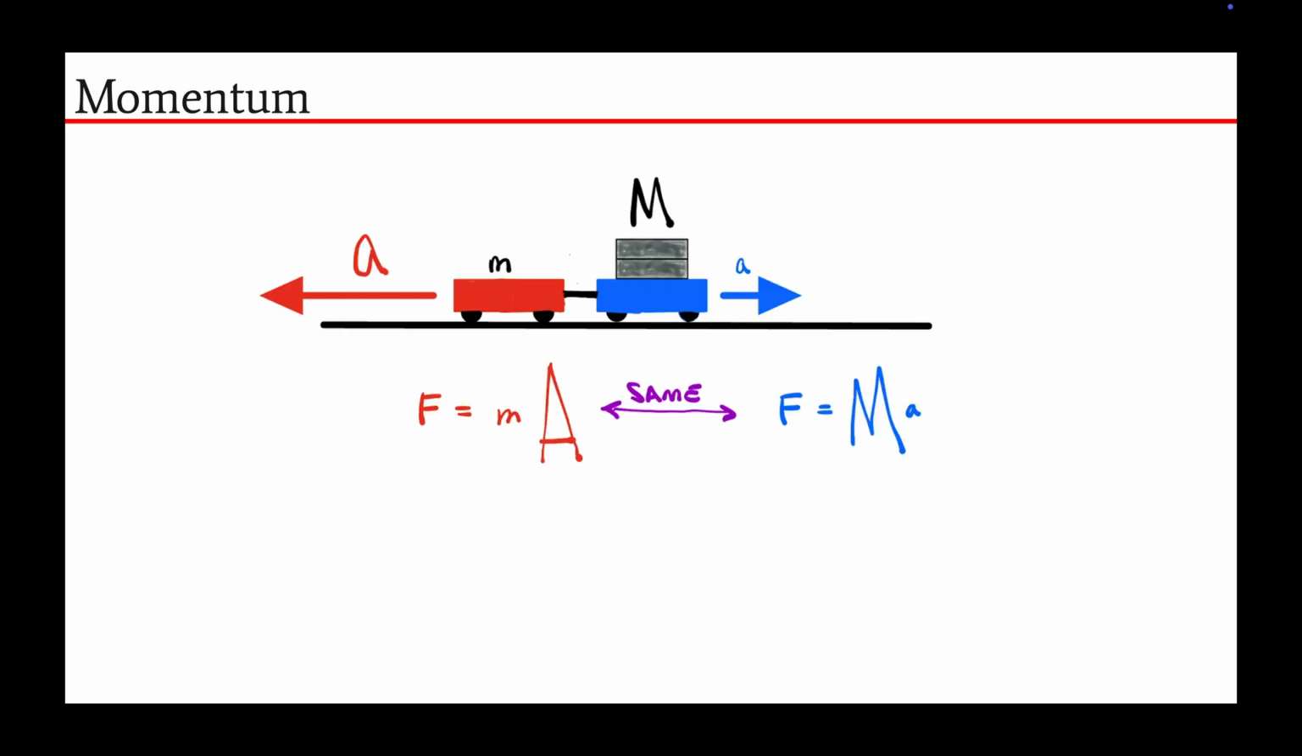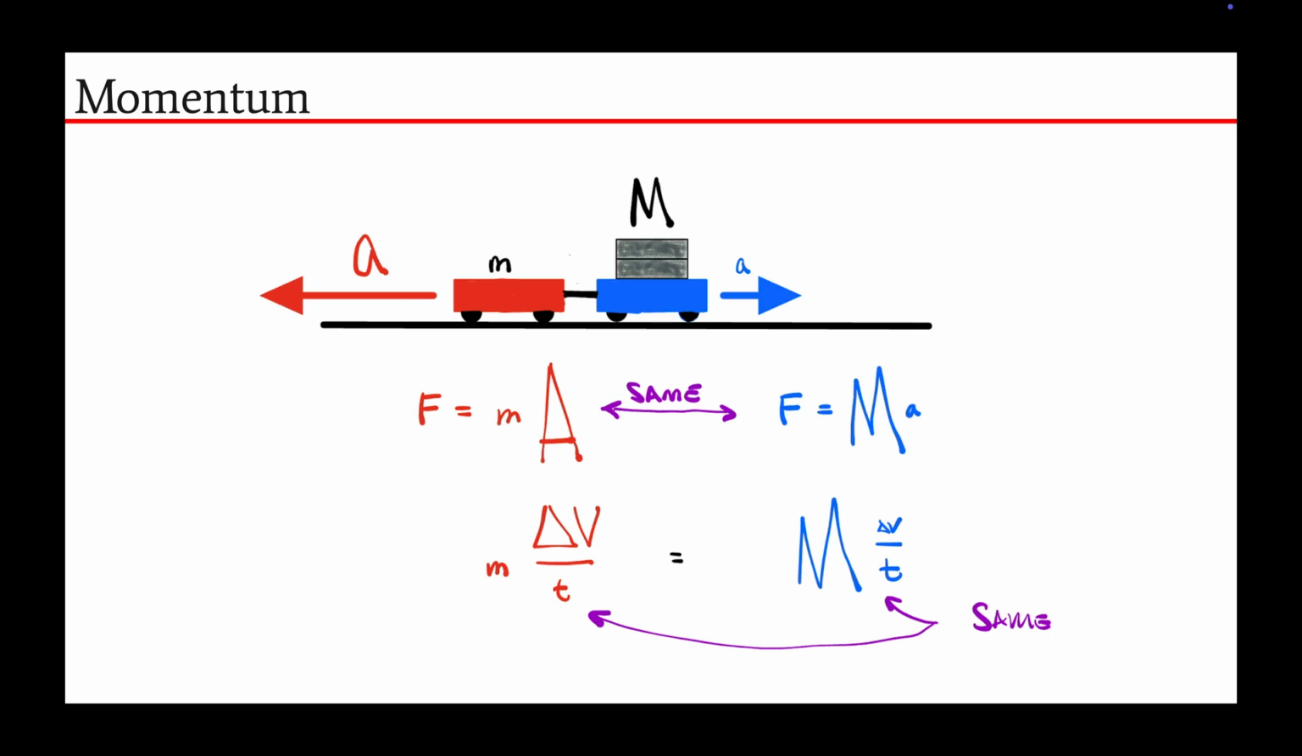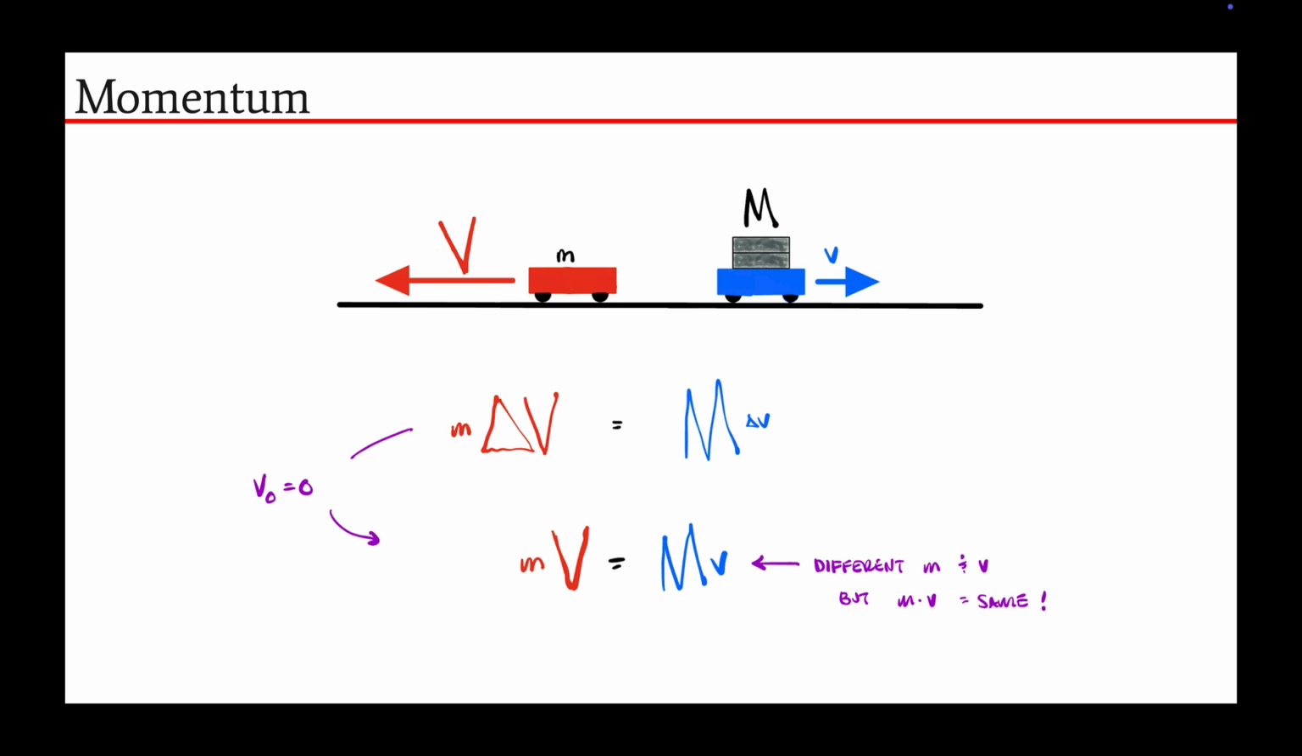However, if we analyze the situation, we can see that if the force each experiences is the same, then mass times acceleration for each cart will be the same. And we can replace acceleration with change in velocity over time. And since both carts experience the same force for the same amount of time, we can divide out that value. This leaves us with mass times change in velocity for the red cart equals mass times change in velocity for the blue cart. And since in this case both initial velocities were 0, this becomes mass times velocity.